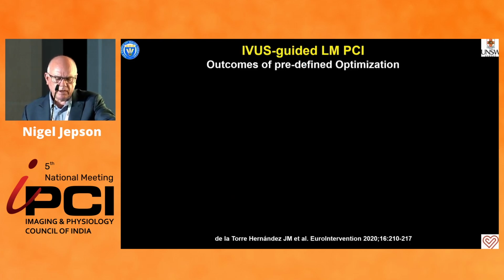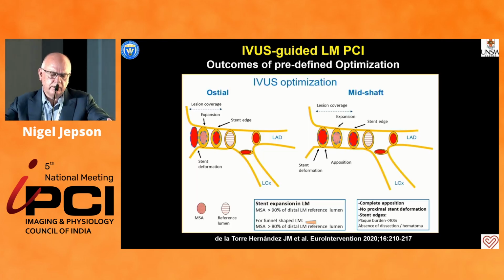Now, moving forward with that concept, from Spain, De La Torre Hernandez has proposed outcomes of predefined optimisation in an IVUS-guided left main PCI as a prospective way forward. Now, this is the basis of the Optimal trial, and he's evaluated this retrospectively, as I'll show. But his recommendations are, initially with your simple left main intervention, ostial or mid-shaft, ensure we've got lesion coverage, and we want an MSA greater than 90% the distal left main reference for the stent.